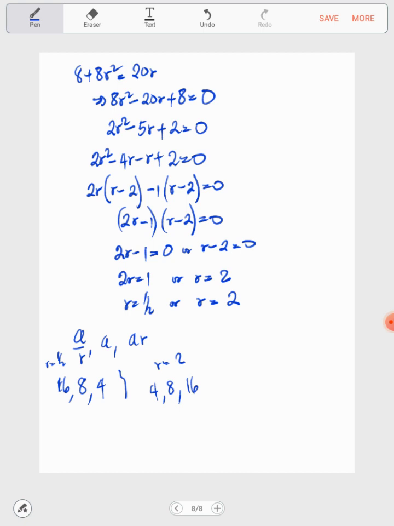So as such, we have a equal to 8 and r equal to either 1 over 2 or r equal to 2. However, the question was, what are the numbers? So the numbers could be 16, 8 and 4, or 4, 8 and 16, depending on what we choose.